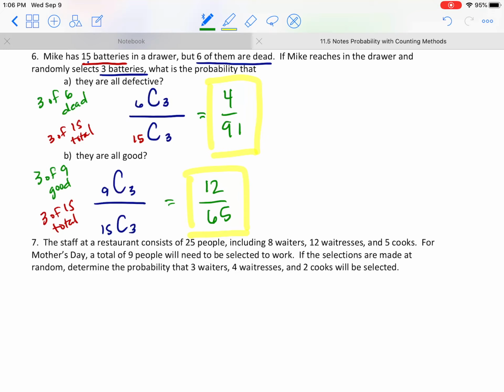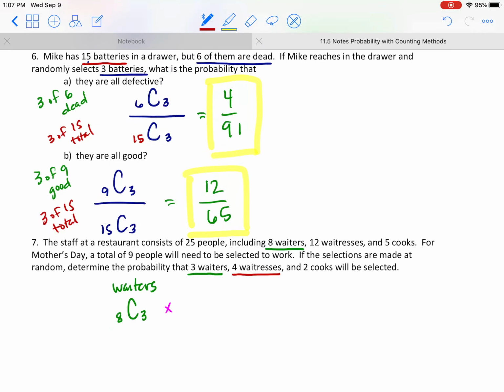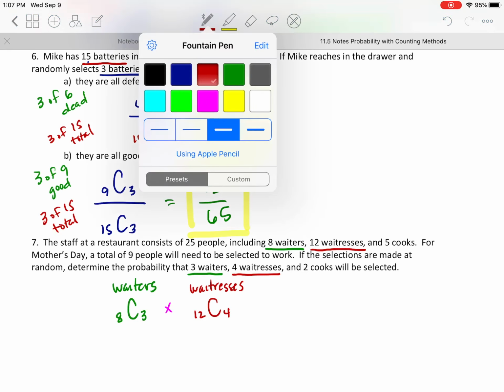So we have 3 different selections. That's 3 sets of combinations that are going to have to go on the top of the fraction. First, we're going to choose 3 waiters out of the 8 that are possible, so we find the number of combinations when we choose 3 out of the 8. And let's multiply. 4 waitresses are going to be chosen out of the 12 that are available, so for waitresses we look for the number of combinations when we choose 4 out of 12.